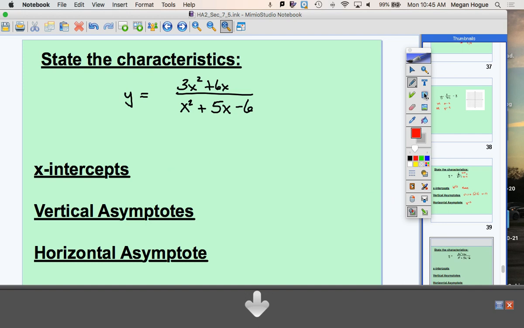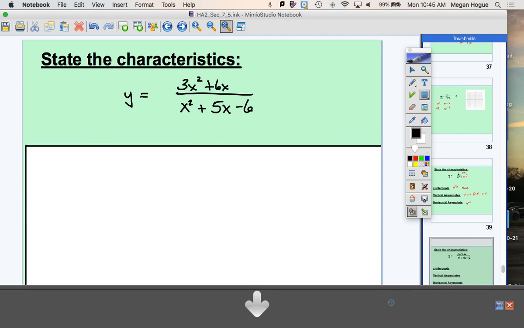All right, here we go. I'm going to pretend we don't have this. I'm not giving this part to you. So we've just got y equals 3x squared plus 6x over x squared plus 5x minus 6.